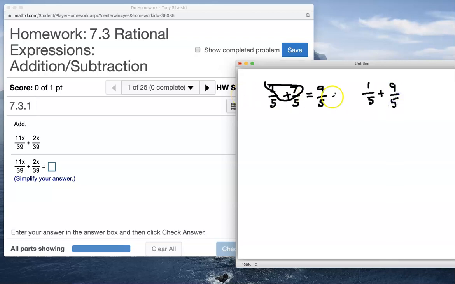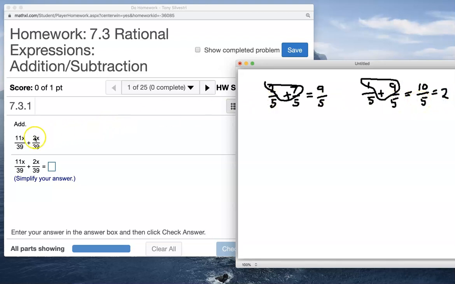Again, when the denominators are the same, not a problem. You just add the tops. That's all you do. 1 plus 9 is 10 on the top. And the answer will have that same common denominator that we were so happy to see. And then the fraction that you get, that's nice, it works, but certainly 10/5 can be simplified to be 2. And that's the answer you would put in the computer.